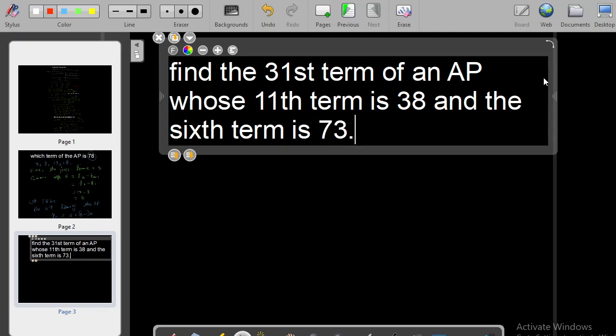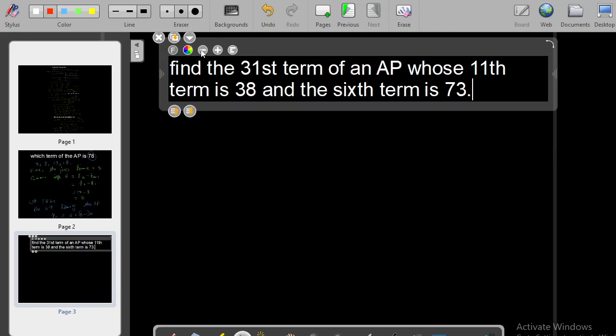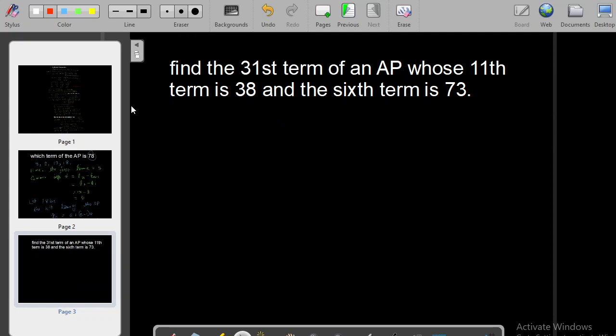Now we have to solve this particular problem. Let me reduce the size of the picture. We have to find out the 31st term. Now the 11th term is 38 and the 6th term is 73. So given the 11th term, that is T11, is 38, and the sixth term, which is T6, equals 73.